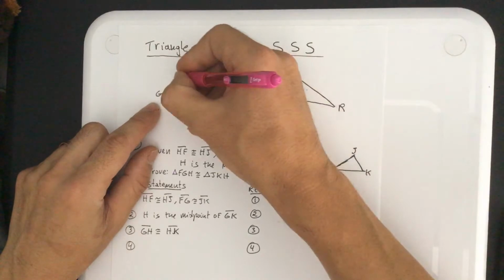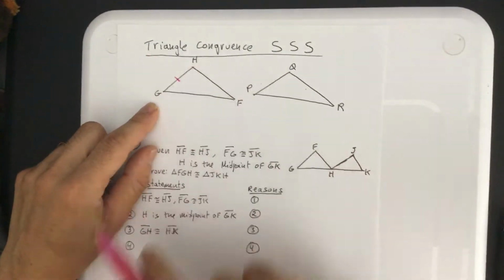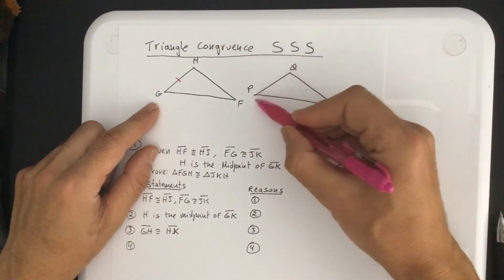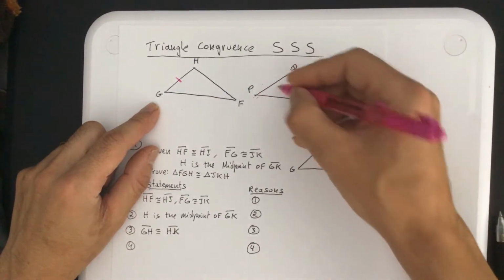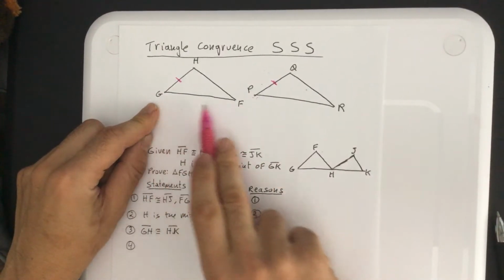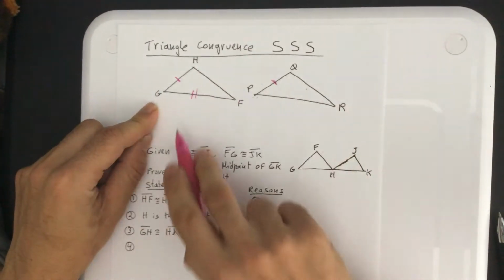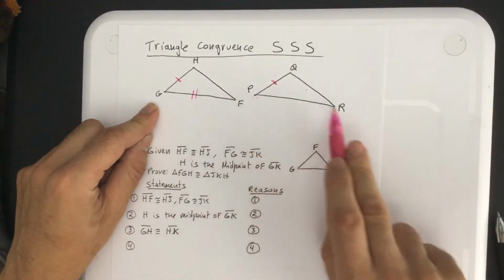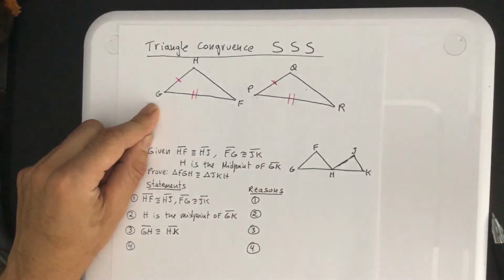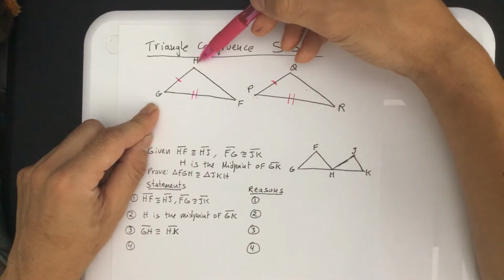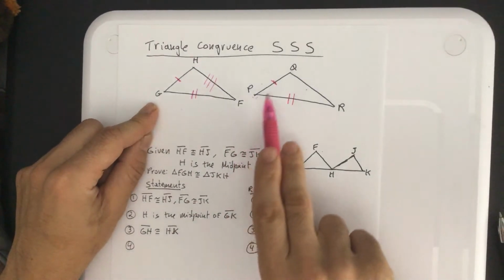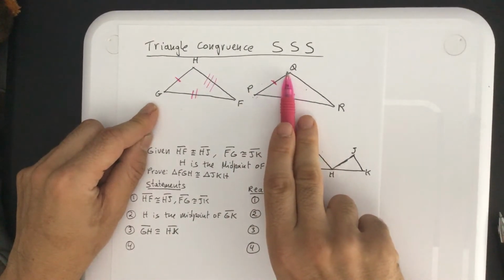Now you have two triangles, and this side, GH, for example, is congruent or equal to the corresponding side, PQ. And GF, this side over here, is congruent to the corresponding side of the other triangle, PR. And this side over here, HF, is congruent to this side over here of the other triangle, QR.